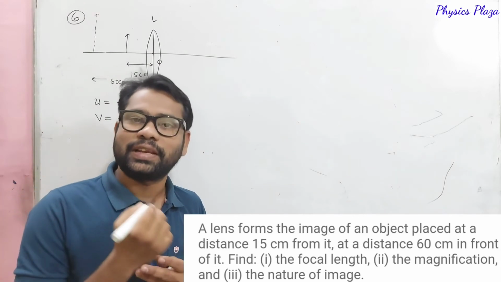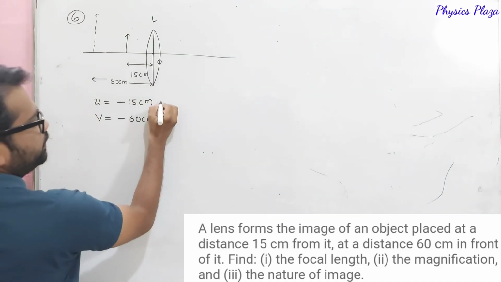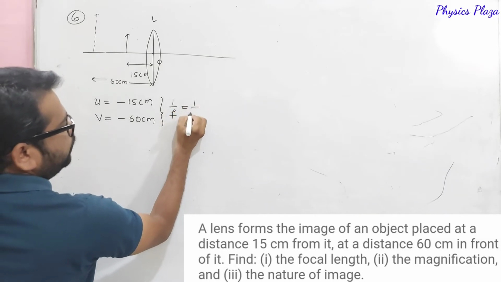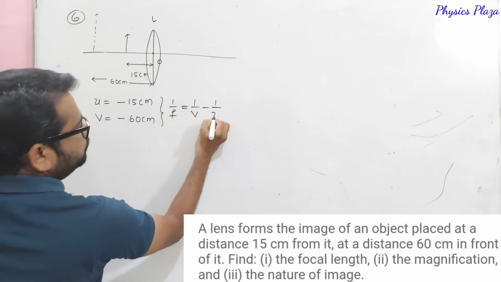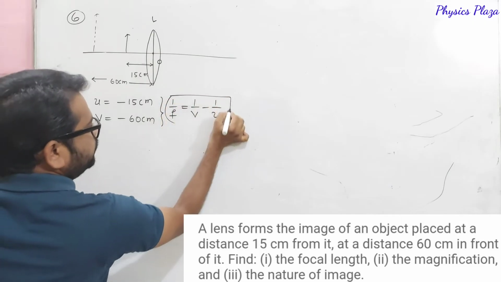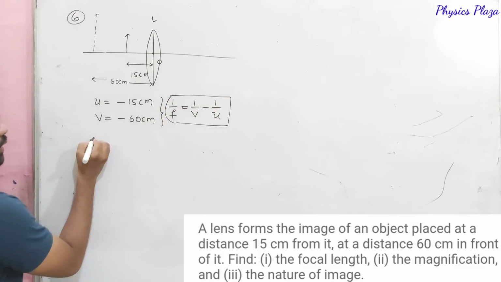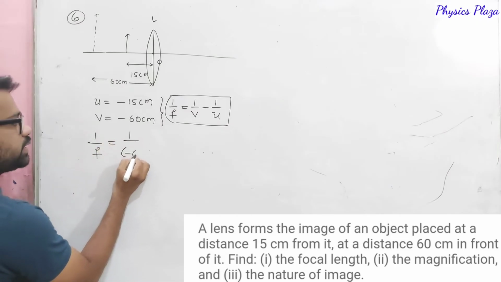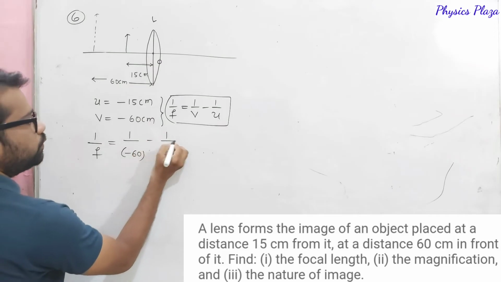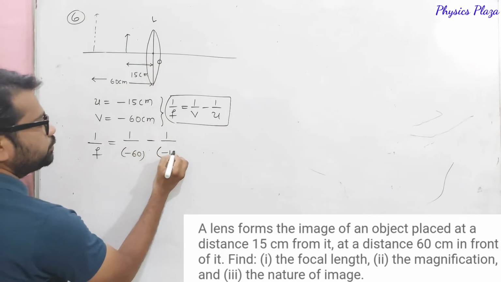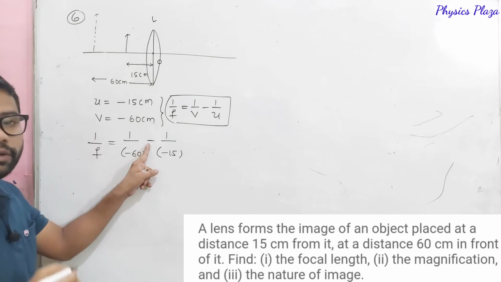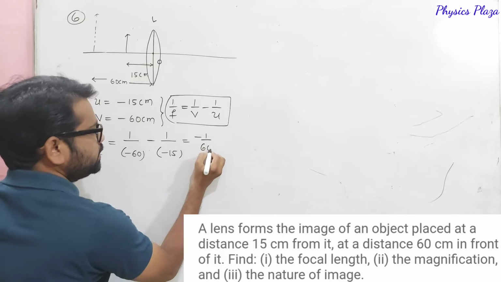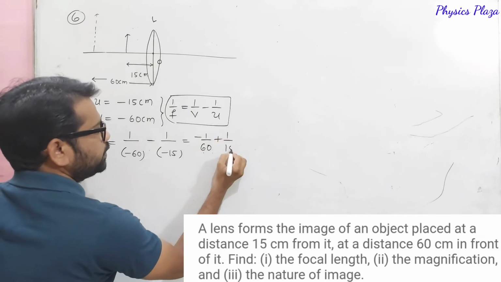So again we are going to use the lens formula, that is 1 by f is equal to 1 by v minus 1 by u. So this is the formula which we are going to use. Here 1 by f is equal to 1 by minus 60 minus of minus 15. Children, here minus of minus will become plus. So this is minus 1 by 60 plus 1 by 15.